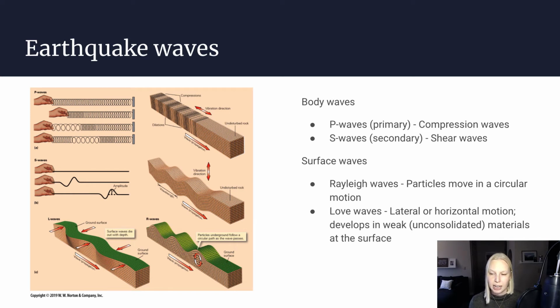Love waves, on the other hand, are lateral or horizontal motion, and so they're shifting the surface of the Earth side to side. And these really tend to develop in weak or unconsolidated materials at the surface, like sand or sediment. Places like the San Francisco Bay Area, which is made up in many places of unconsolidated sediment, the Love waves could do some significant damage to places like these.